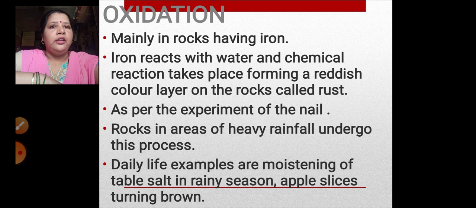Okay, then you all bring tiffin. In the tiffin, if you have brought apple pieces, apple slices, at times you must have seen that the apple slices turn brown. Okay, all these other reactions are because of oxidation.